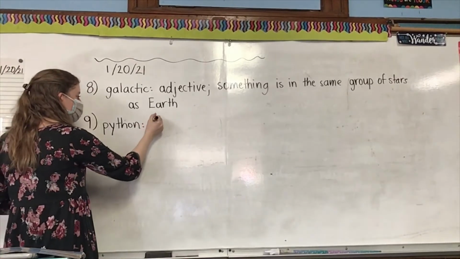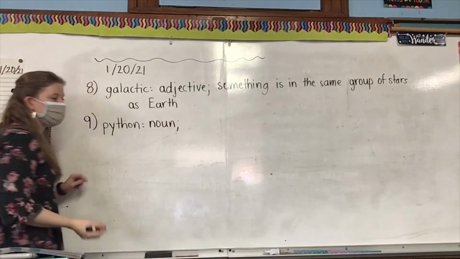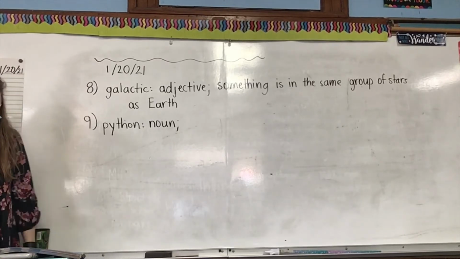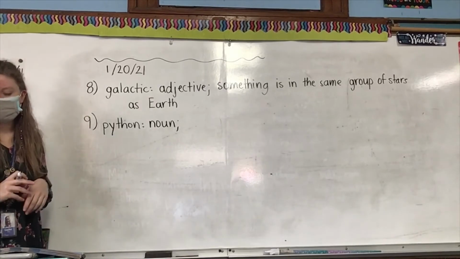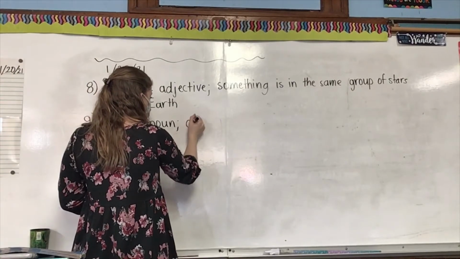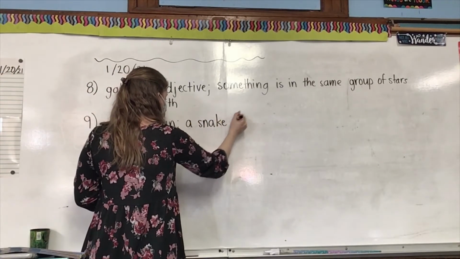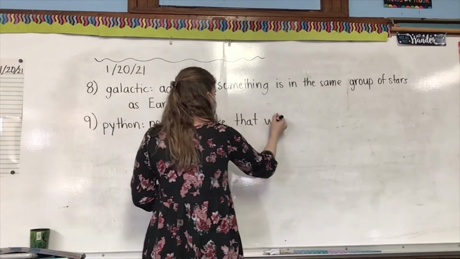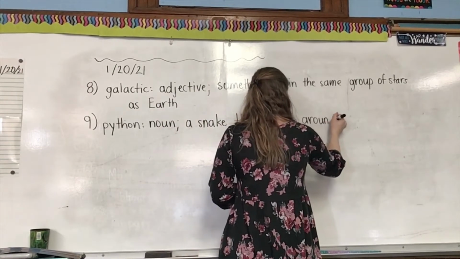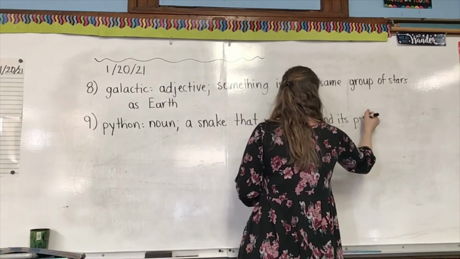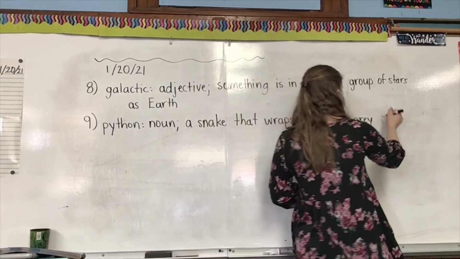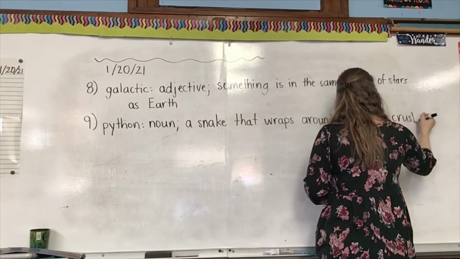And it is another noun. Or, well, not another noun, because our first one wasn't. But it's a thing. An animal, specifically. All animals are nouns. And it is a snake that wraps around its prey, P-R-E-Y, not P-R-A-Y, to crush it.